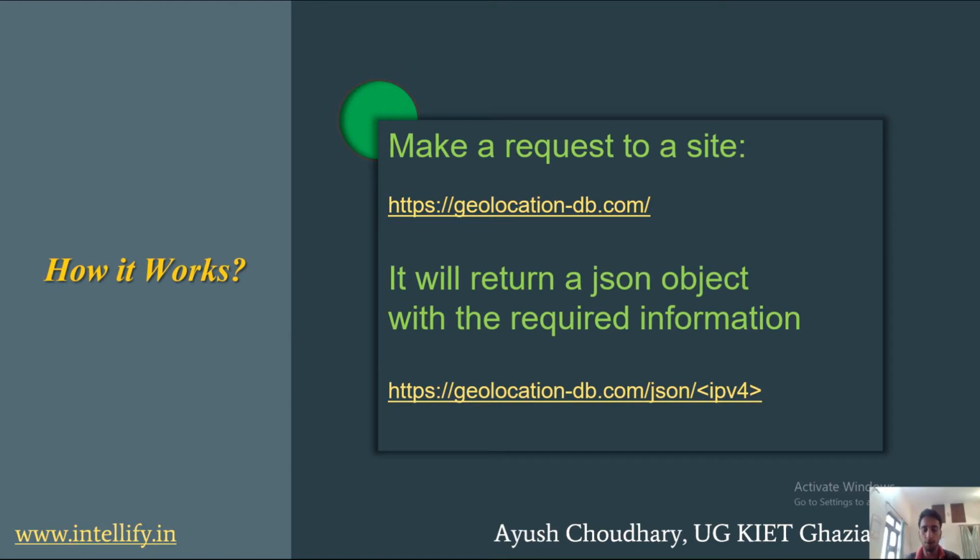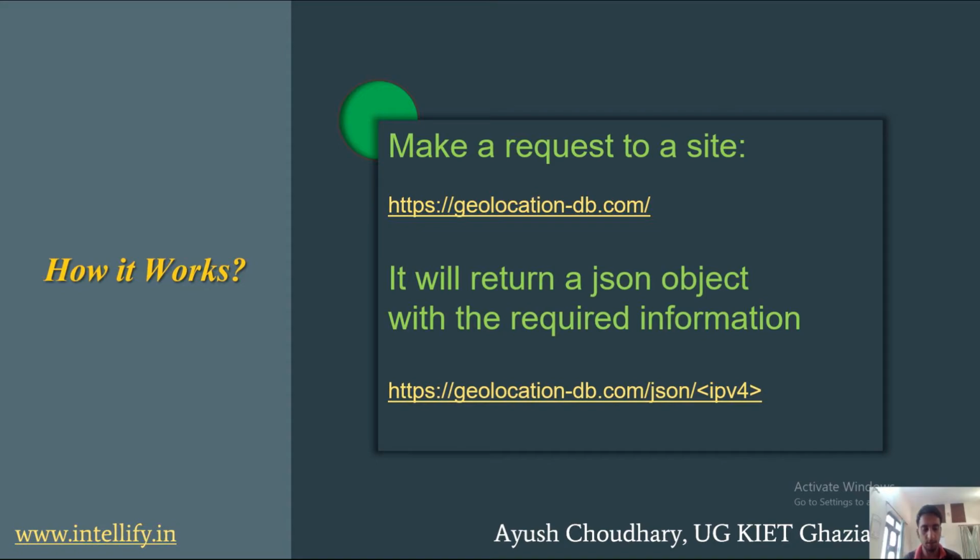Then we'll make a request to a site called geolocation-db.com. What this site does is take the IP address and show the data according to that IP address. We have nothing else to do; we just make the request to the site and it will give us all the information required.